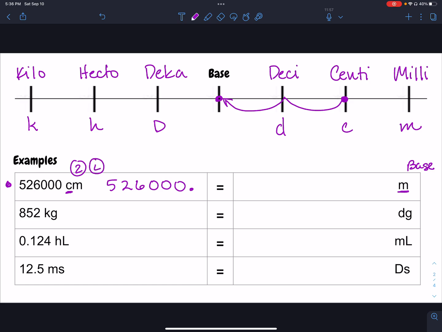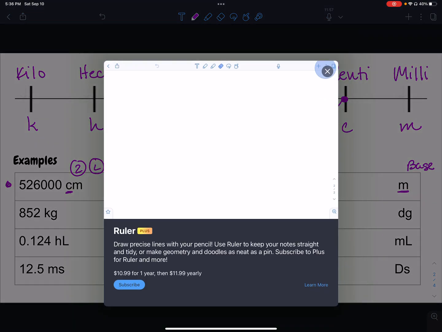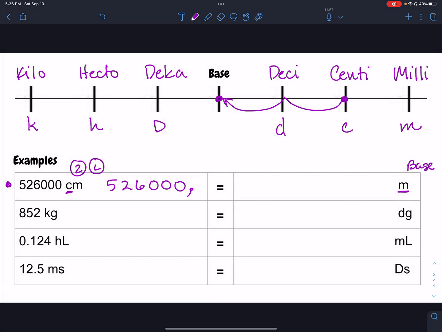I'm going to repeat that with my decimal. 1, 2 positions to the left. So my new decimal spot is in between the first and second zero. So my number is now 5,260. All right, so we had 526,000 centimeters, and now we have 5,260 meters. All right, let's try another one.